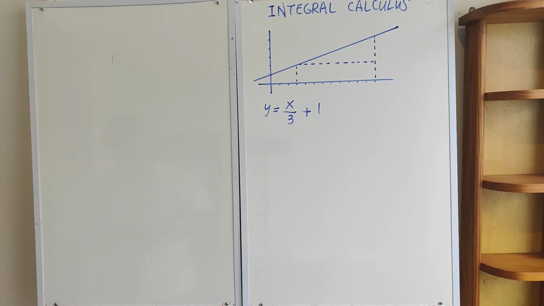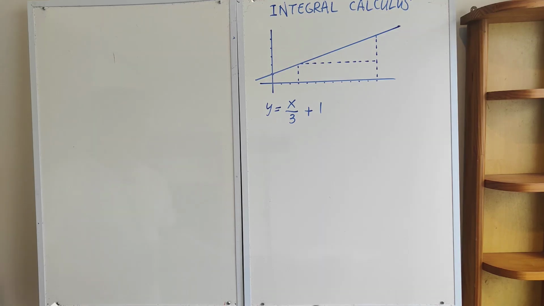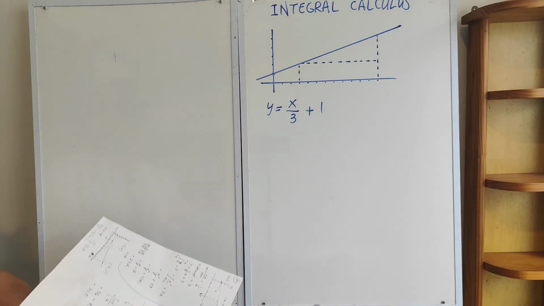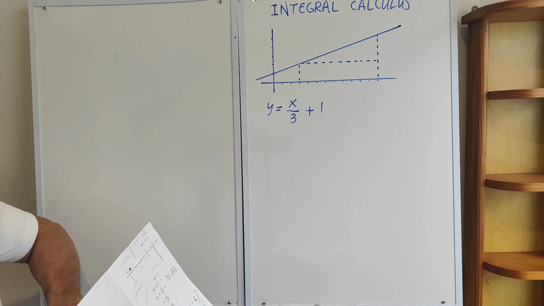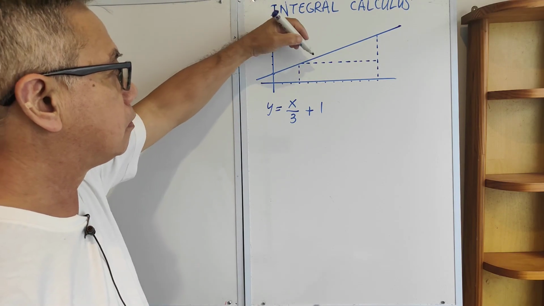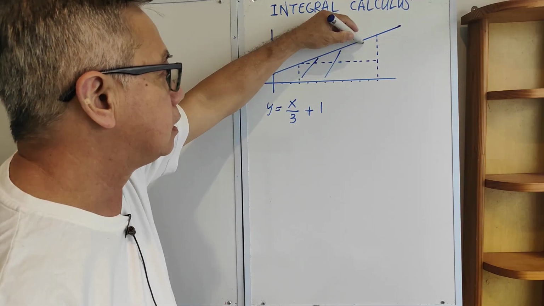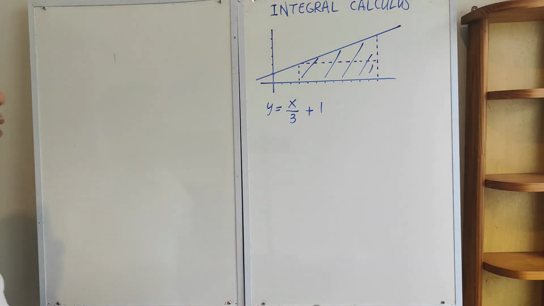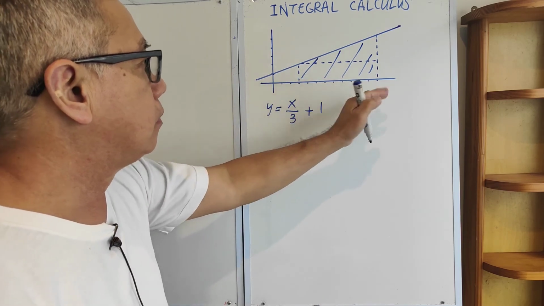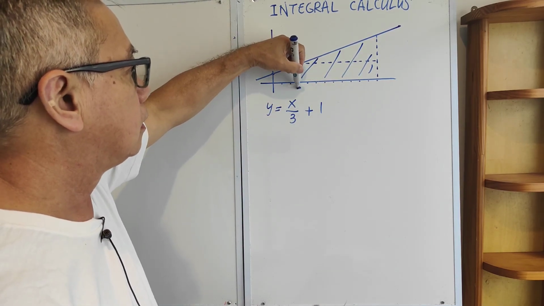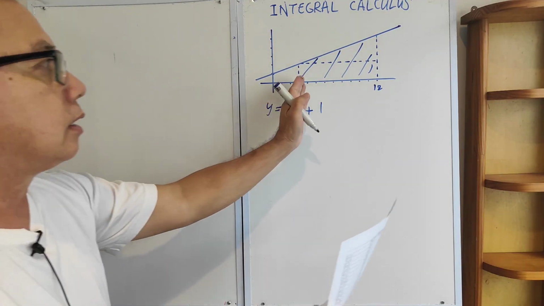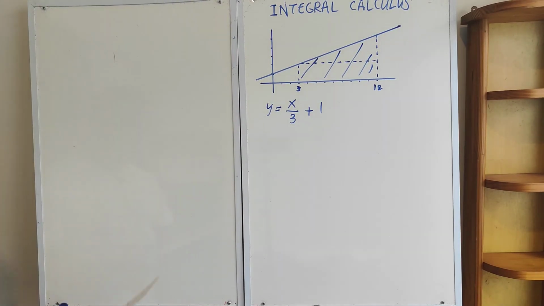Here's another example. Our equation is y is equal to x over 3 plus 1. This is the line of this equation. For example, we are interested in getting this area. This one is not included, only from here to here. So this is 3, this is 12. So we are only interested in getting this area.